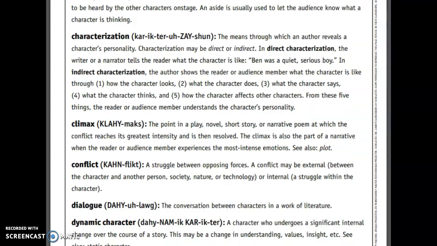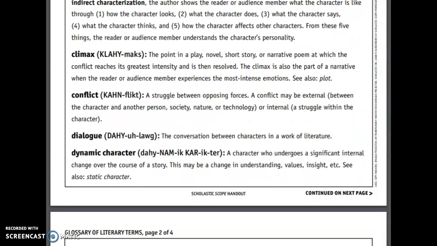The next term is climax. This is the point in a play, novel, short story, or narrative poem at which the conflict reaches its greatest intensity and is then resolved. The climax is also the part of a narrative when the reader or audience member experiences the most intense emotion. It's a part of the plot.